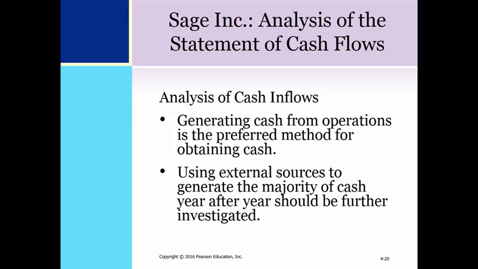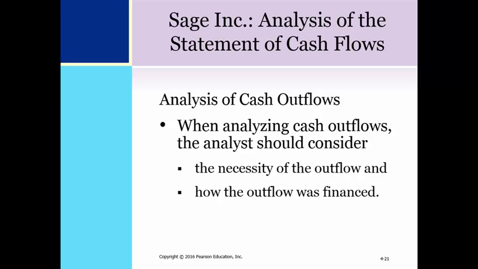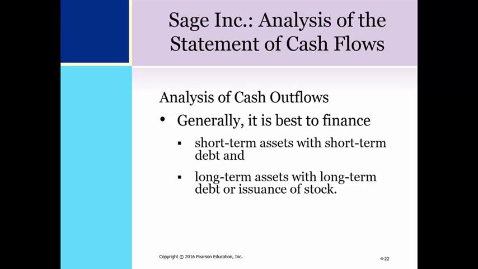In summary, when analyzing the cash inflows for a firm, cash from operations is the preferred source of cash. Using external sources of cash year after year should be investigated. When analyzing the cash outflows, the analyst should consider the necessity of the outflow and how the outflow has been financed. It is best for firms to finance short-term assets with short-term debt and long-term assets with long-term debt or issuance of stock.